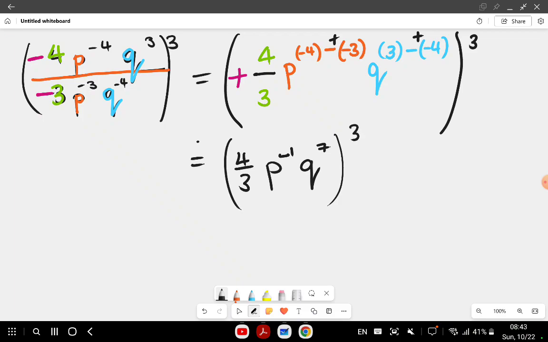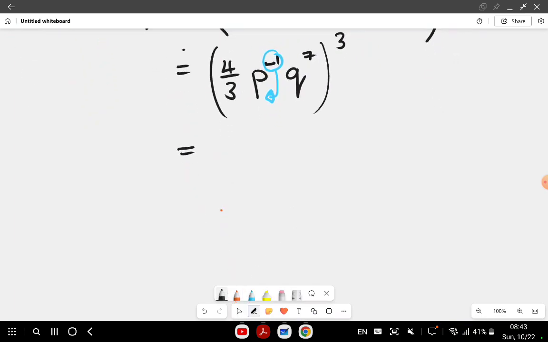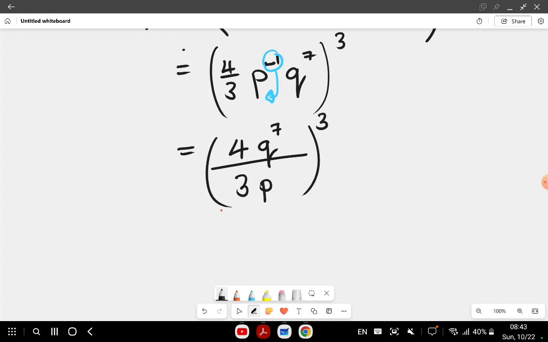I have simplified inside the bracket. I can still move things around in the bracket. Let's go ahead and do that. Because this is a negative exponent, it must go home. It must become a denominator. So that means I have 4q^7 as a numerator over 3p as a denominator. P to the power of 1, I don't have to write the 1.